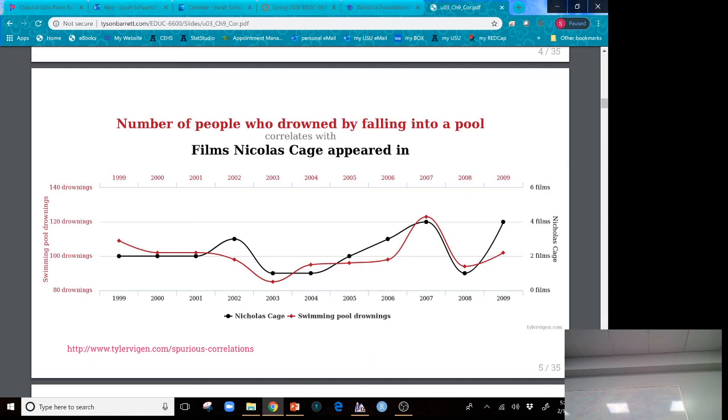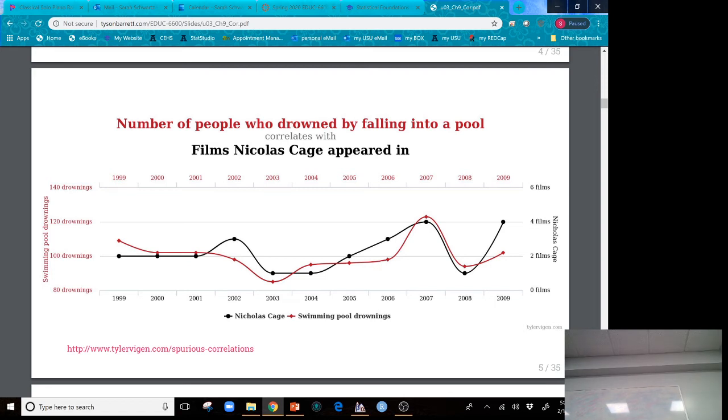What about 2007? He had 4 films, and a lot of people died. Why are you laughing? Ridiculous correlation. Yeah. Well, it could be true, though. It is true. This is true data. But it's not an important correlation.